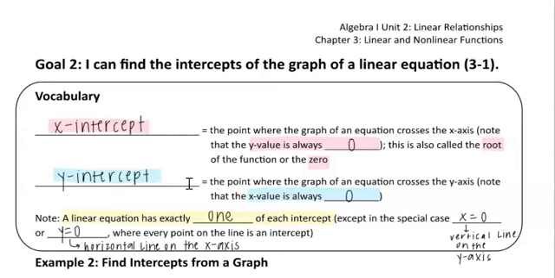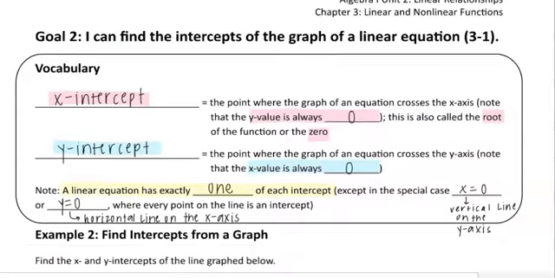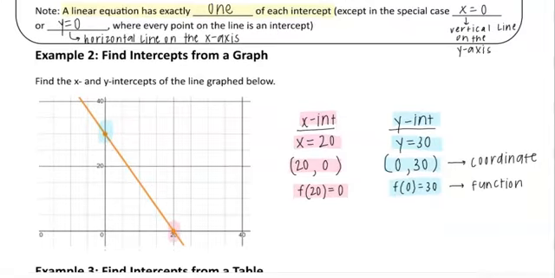A special thing to note about linear equations is that linear equations always have exactly one x-intercept, exactly one y-intercept. Except in the special case of a vertical or horizontal line that's on the x-axis or on the y-axis, you're always going to have one x-intercept, one y-intercept. So let's take a look at some examples.